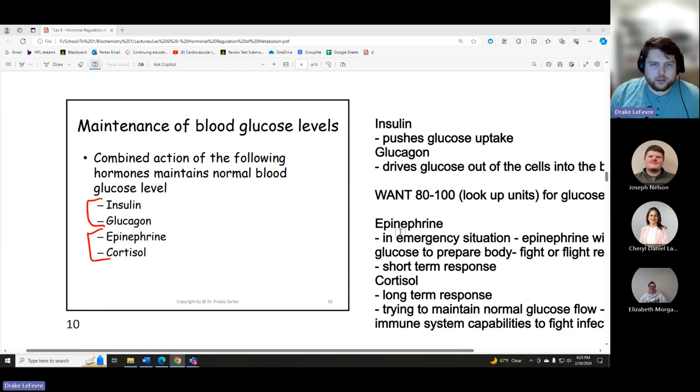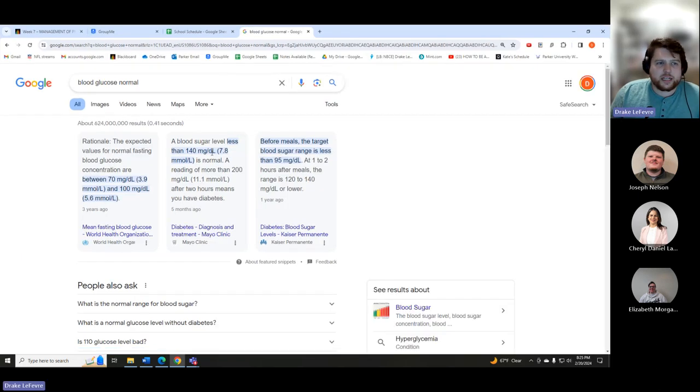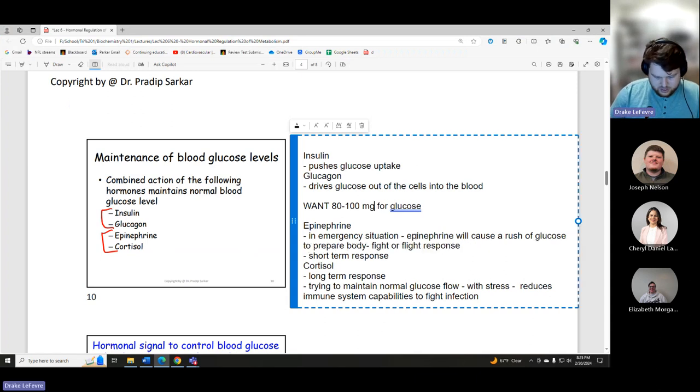Our blood glucose. Again, we already covered most of this. Our ideal blood glucose is 80 to 100. The units for normal blood glucose are milligrams per deciliter, and you'll see all this as 70 to 100, something like that. In most cases, around 100 or a little bit less than 100 is good. Let me actually change that. Milligrams per deciliter. There we go.